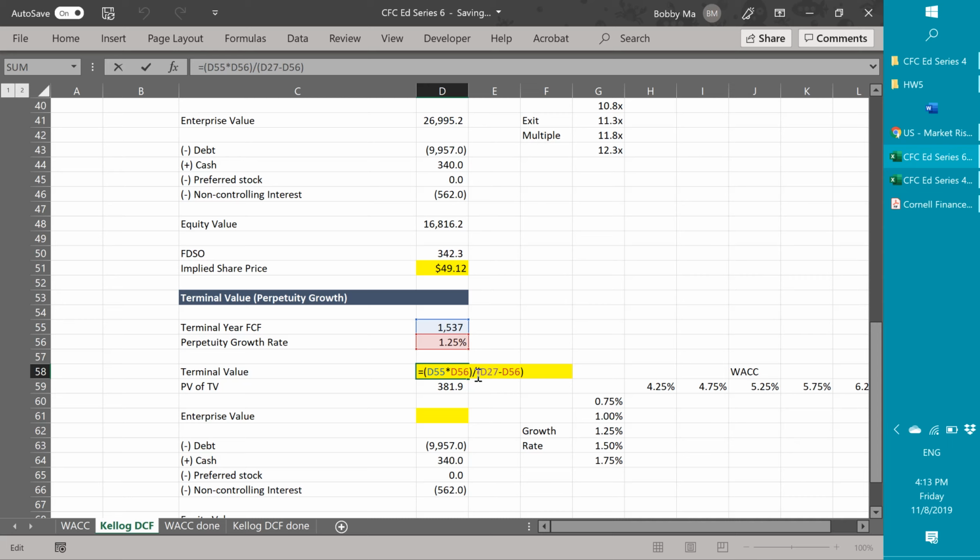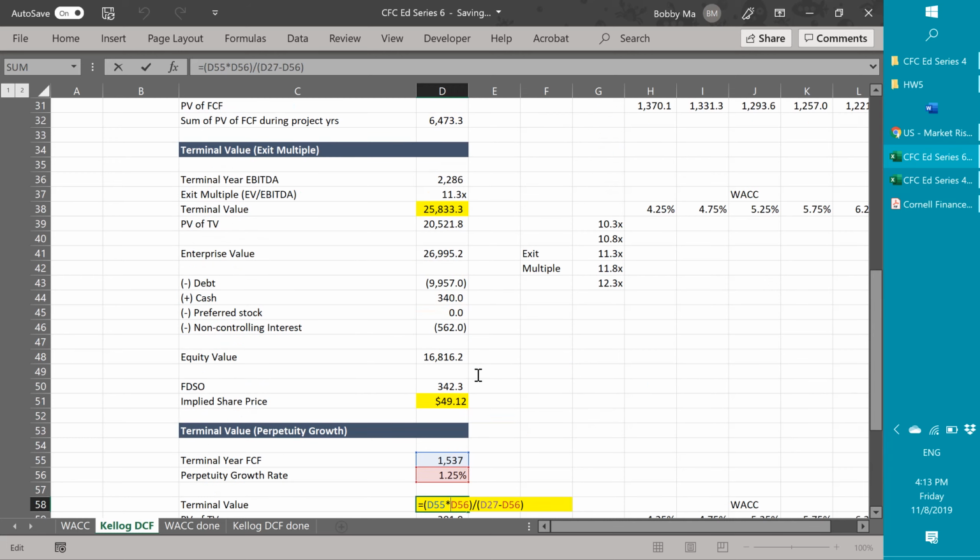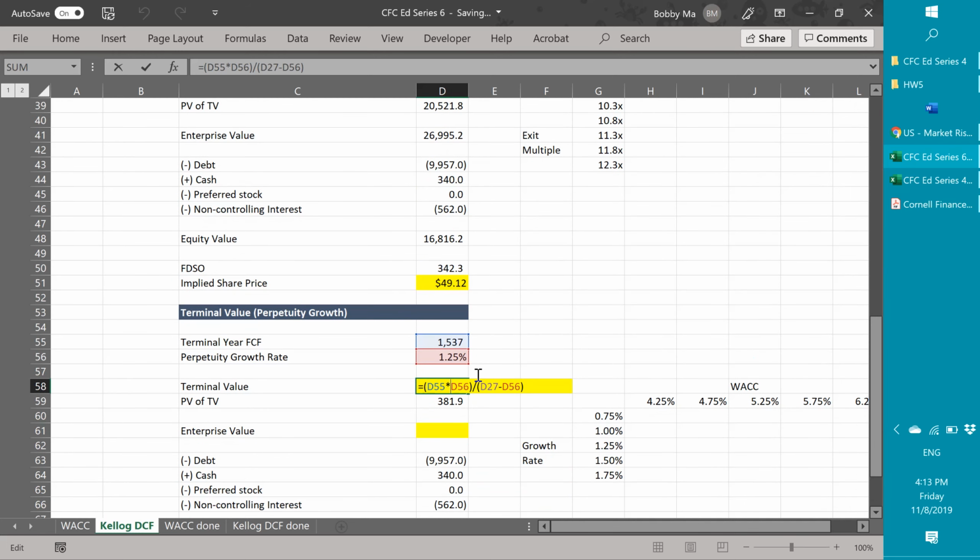Okay, so let me fix the error real quick. I messed up here because this needs to be, all right, so disregard the 481. I messed up my equation. I forgot the 1 plus. So it's 1 plus 1.25%, which is 1.0125. So you need to write a 1 plus before the D56.